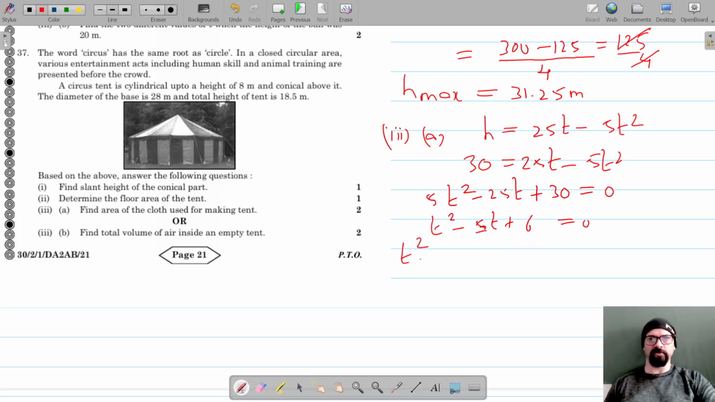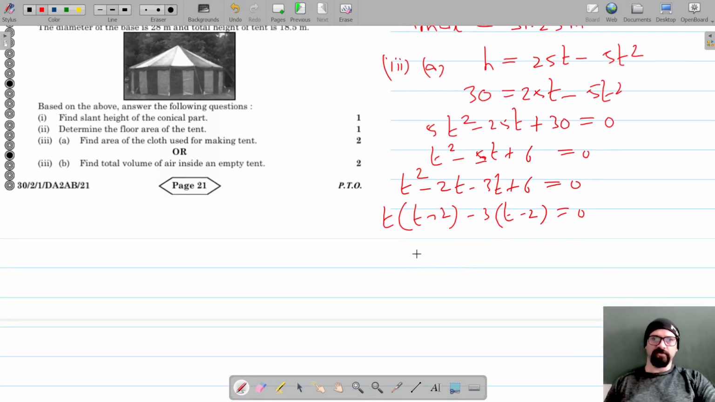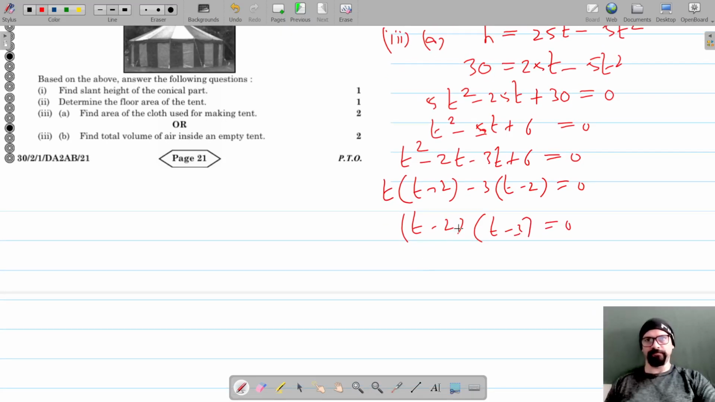The factors of 6 are 2 and 3. So this is t square minus 2t minus 3t plus 6 is equal to 0. t is common for the first two terms, and minus 3 is common for the next two terms. So t minus 2 and t minus 3 is equal to 0. So it gives me the value of t as either t is equal to 2 or t is equal to 3.